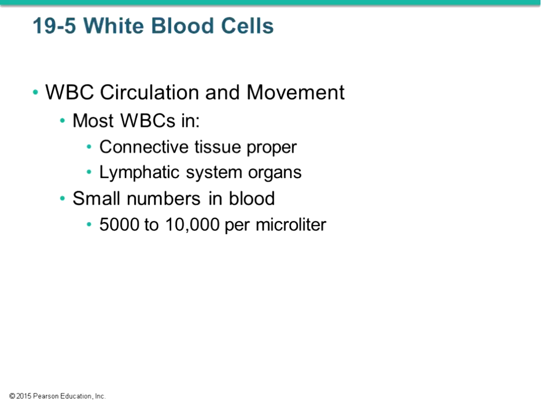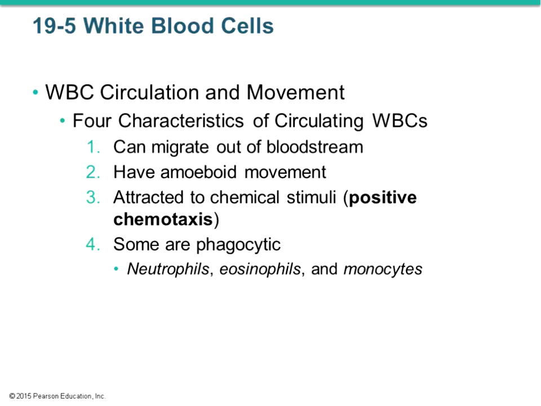Most white blood cells are actually in connective tissue. Remember we talked about areolar connective tissue back in AAP1 and how it has a lot of white blood cells that migrate out of the bloodstream and move into the connective tissue. But then they also, of course, go into the lymphatic system, the lymphatic organs, and lymph nodes, which we'll look at more when we do immunity. So there are very small numbers in the blood, only 5,000 to 10,000 per microliter. You need to save all that blood space for plasma and red blood cells, so you don't want white blood cells crowding those out, okay?